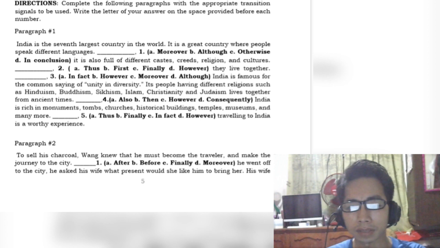4. Nestor made his project with dedication. Blank. His teacher gave him a good grade. What transition signal is best to use in the sentence? A. Since. B. However. C. Although. D. Consequently. 5. Mercury is a small planet. Blank. It is slightly larger than our moon. Which transition signal is appropriate to use to clarify the first sentence? A. In fact. B. As a result. C. In addition. D. For instance.